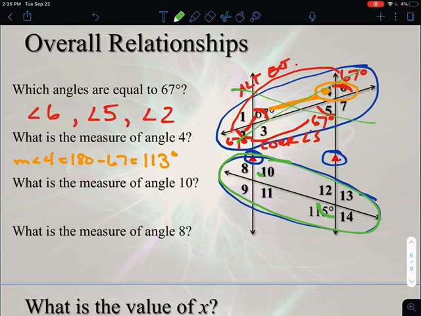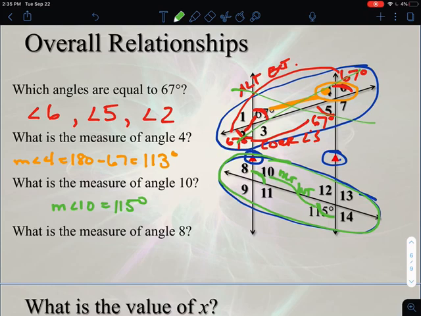Well, if I look closely, angle 10 and that 115 are alternate interior angles. So if I have alternate interior angles from our previous discussion, we know that those are going to be congruent, so the measure of angle 10 must be 115 degrees as well.